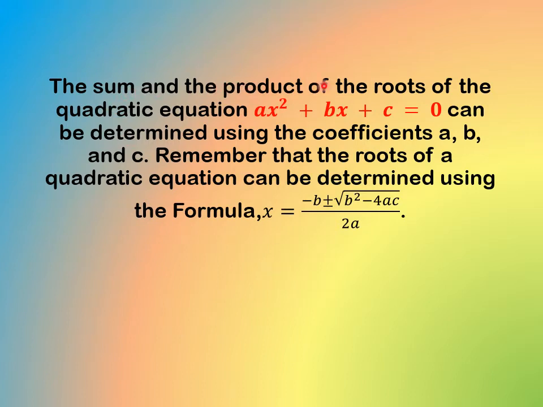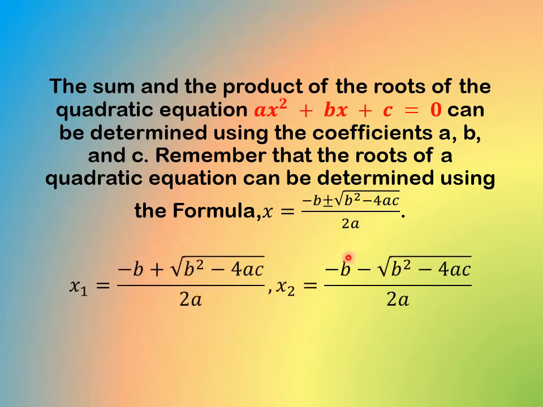So, the sum and product of the roots of the quadratic equation ax squared plus bx plus c is equal to 0 can be determined using the coefficients a, b, and c. Remember that the roots of a quadratic equation can be determined using the formula x is equal to negative b plus minus the square root of b squared minus 4ac over 2a. Okay, so ito na yung ating madaling paraan.